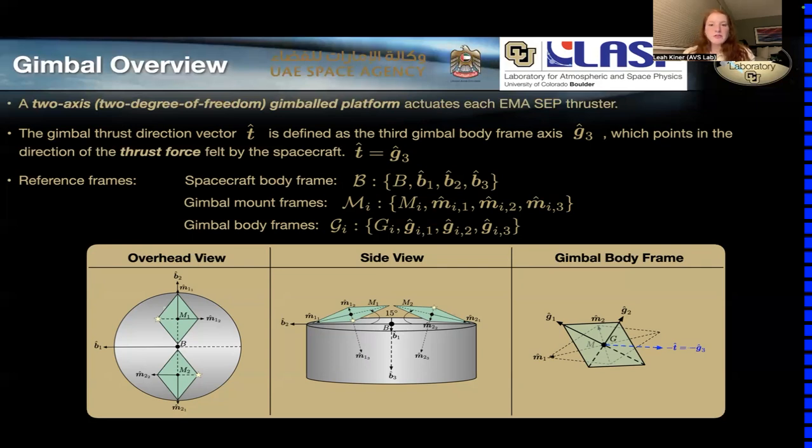And then in this overhead view and the side view, we can see the attitude of the mount frames of the gimbals relative to the spacecraft hub. In the overhead view, we are looking down from the bottom of our EMA hub from the B3 axis at the gimbals. And then in the side view, we are looking at the B1 axis at the gimbals, and we can see that they're canted about 15 degrees about that B1 axis. And so later I'll be going into more details about how these gimbals actuate.